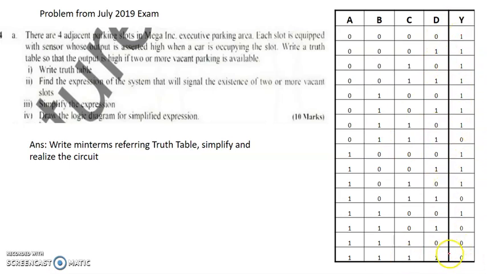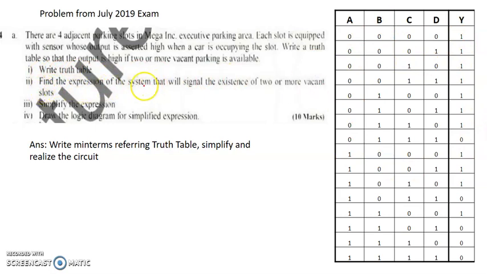And in the last row, there are no zeros. Here there is only one 0, so the output is 0. Here only one 0, so 0. So wherever there is a single 0, write 0. Otherwise, write 1. And then similarly, write the min terms for all of this. So in this question, it demands to write the truth table, so the truth table has been done.